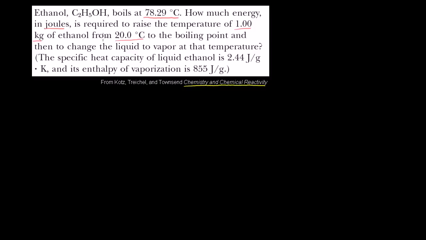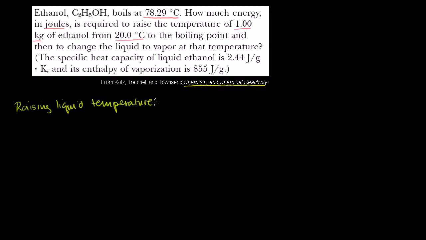How much energy in joules to take the ethanol from 20 degrees to 78.29 degrees Celsius? That's the first part. And then once we're there, we're going to have 78.29 degrees Celsius liquid ethanol. But then we also need the energy to turn it into vapor. So those are going to be the two parts. So let's just think about raising the liquid temperature. Let's figure out how we're going to do that.